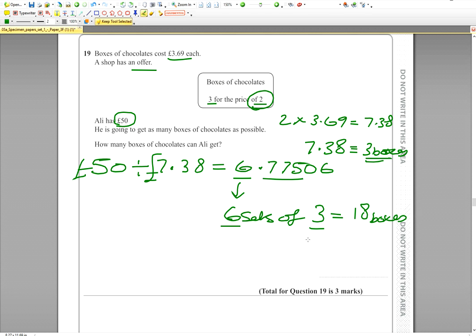Don't write over here, by the way. But don't do that. So 18 boxes. Can you see your equals over there?